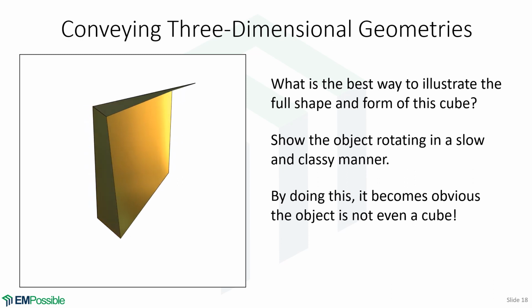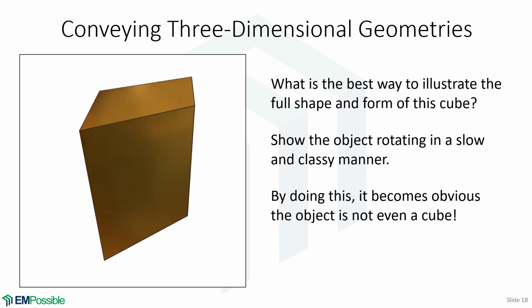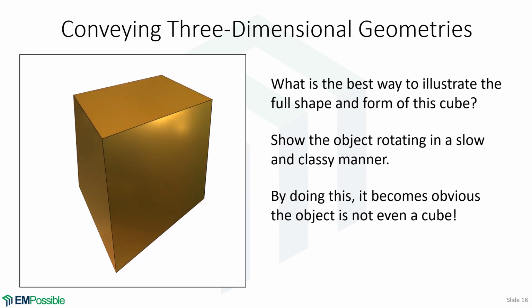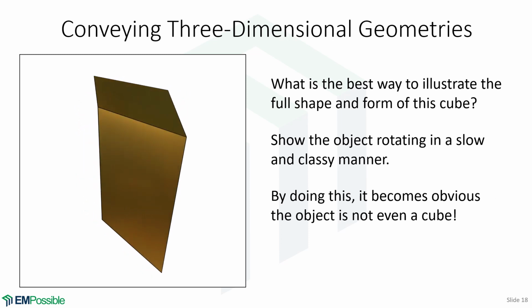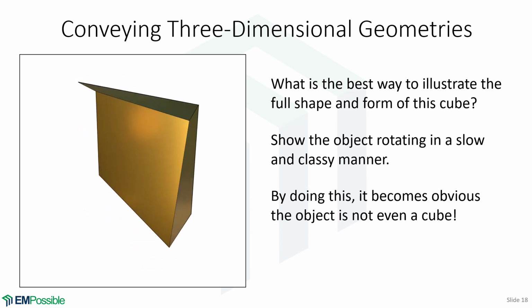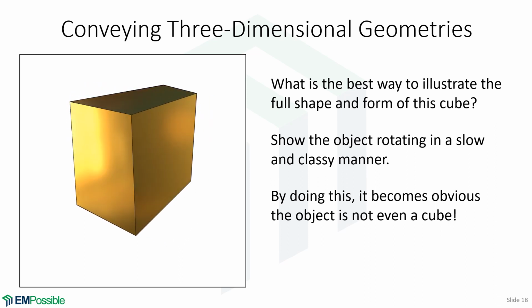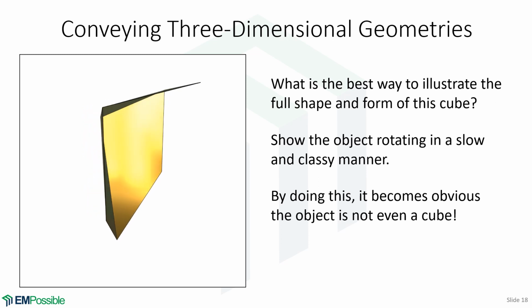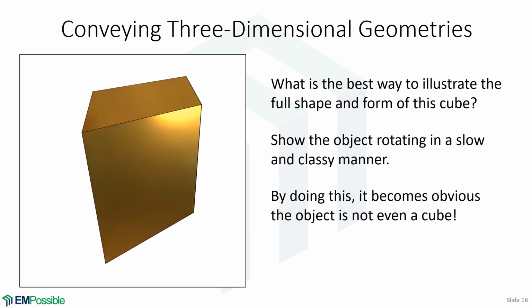But when this rotates, suddenly it becomes obvious we weren't really ever looking at a cube. We were looking at three surfaces, and even those surfaces aren't part of a cube, they're distorted in some way. And this happens when you're looking at a static object, that your eyes can play games with it. And you're not necessarily interpreting what is meant to be conveyed in the slide.